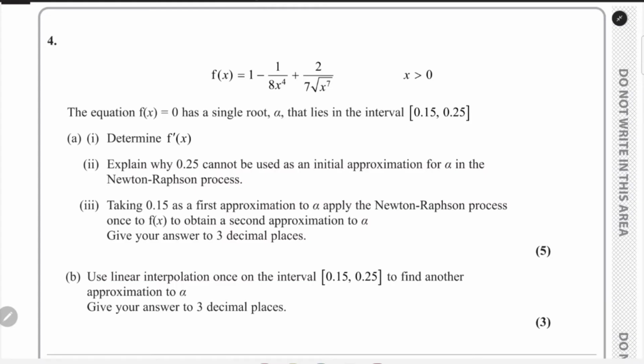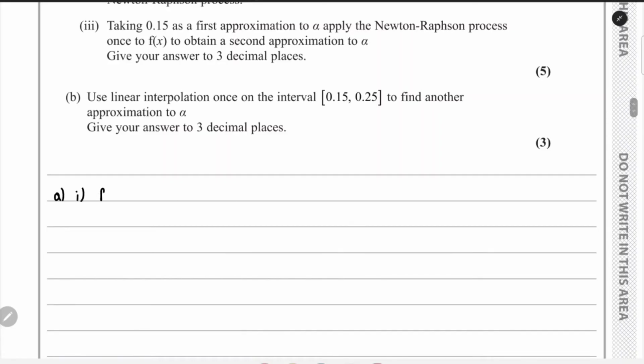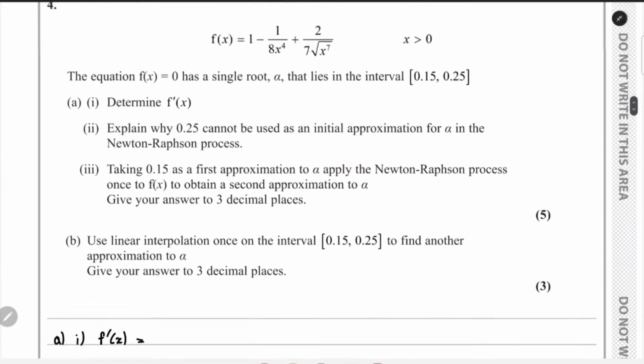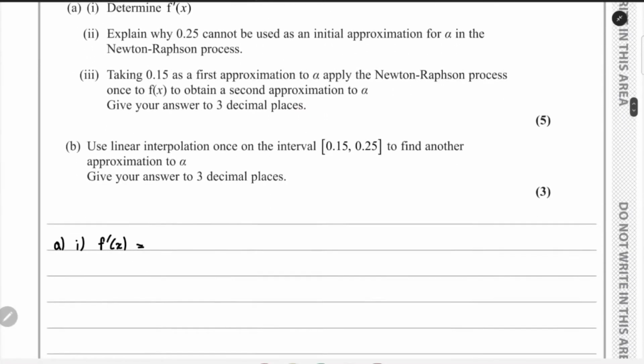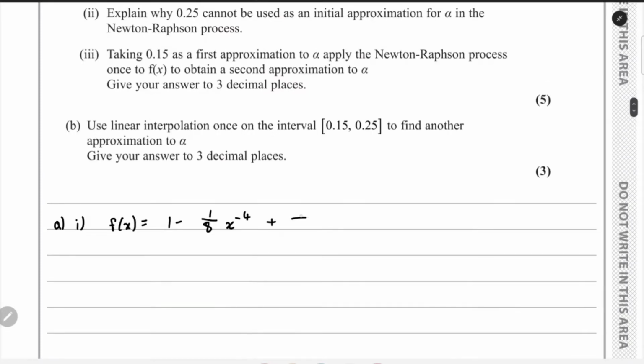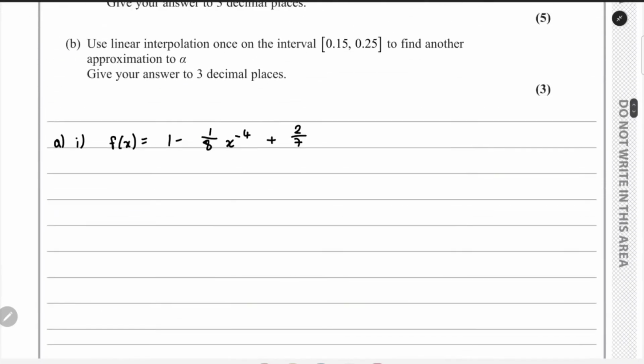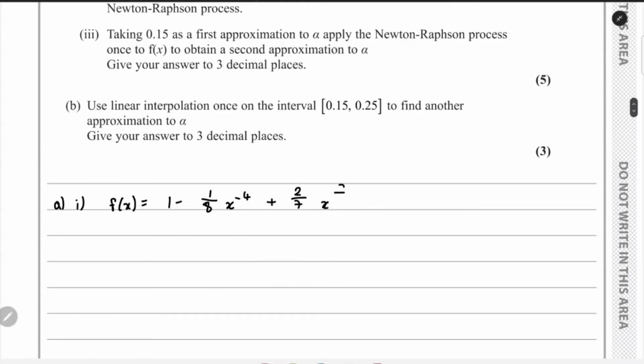Now we'll move to question 4. In the first part of this question, I have to differentiate this function over here. If I differentiate f of x, I'll get, so if I write f of x down before I do that, I have 1 minus 1 by 8 x to the power minus 4 and plus 2 by 7. This is 7 square root of x to the power 7. So x to the power 7 by 2.